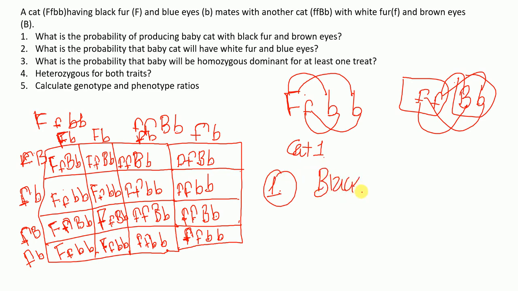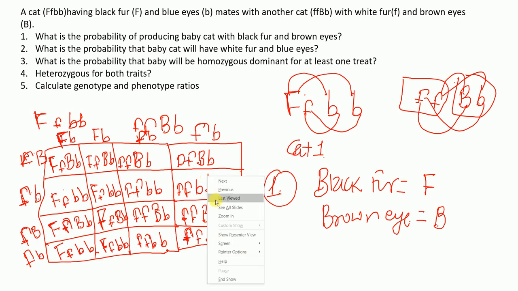Black fur means we will look for at least one capital F, and brown eyes means we will look for at least one capital B. So in this Punnett square, where we have one capital F and one capital B, I will change the color of the ink so that the demonstration is better. Let me change it to this color.